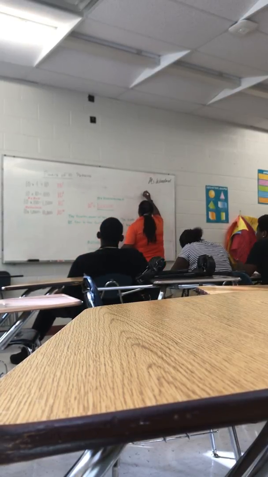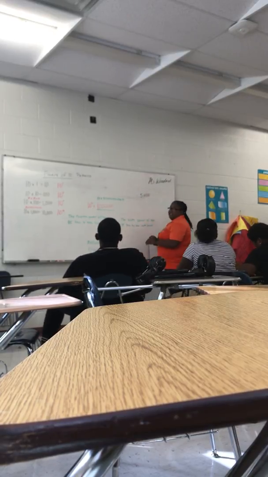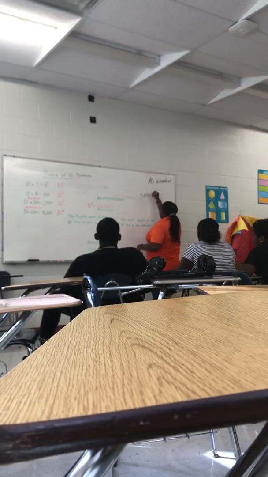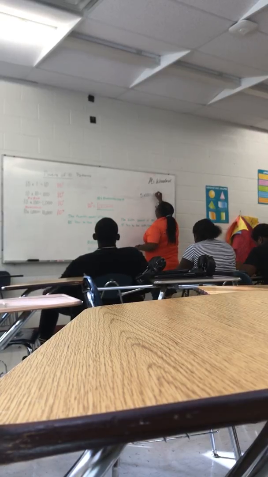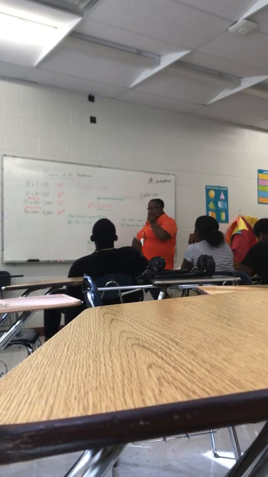So we're going to use, let's stay on stationary. 5 times 100 equals what? 5 times 100 equals 500, right? Yes, because you gotta pick 5, then you gotta pick 2 zeros behind it.